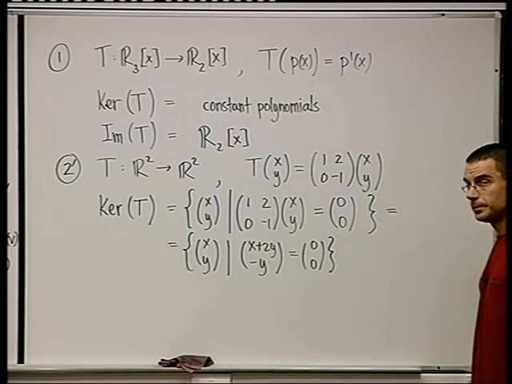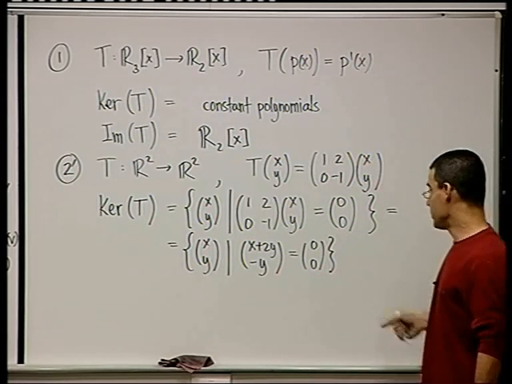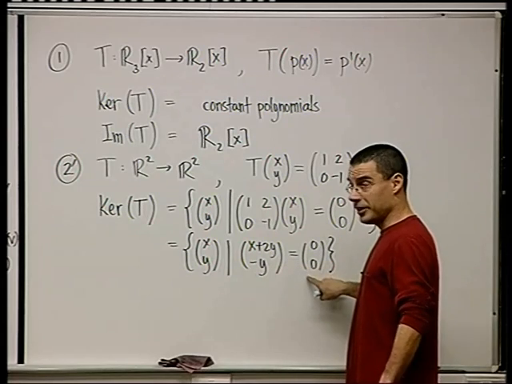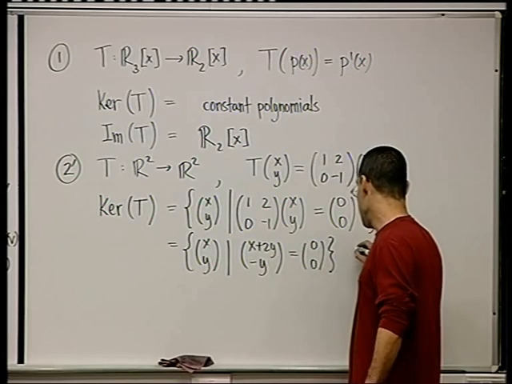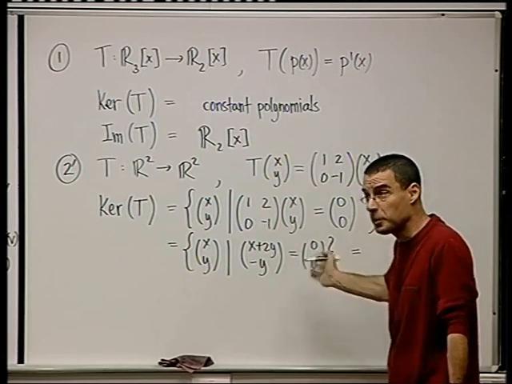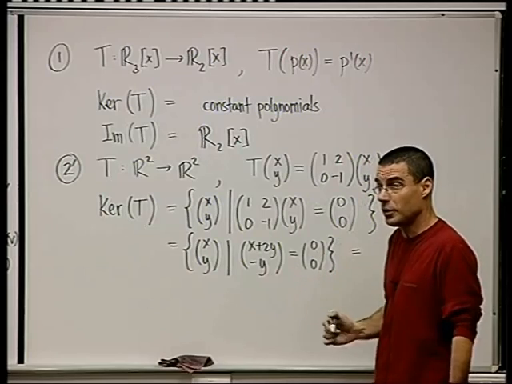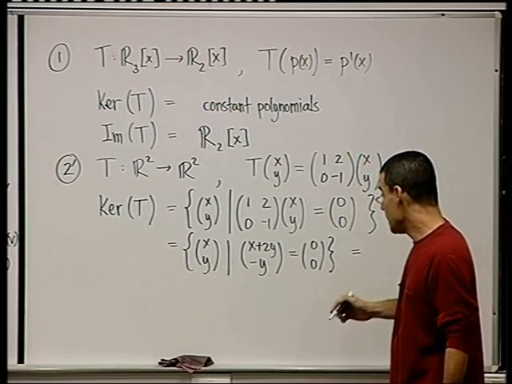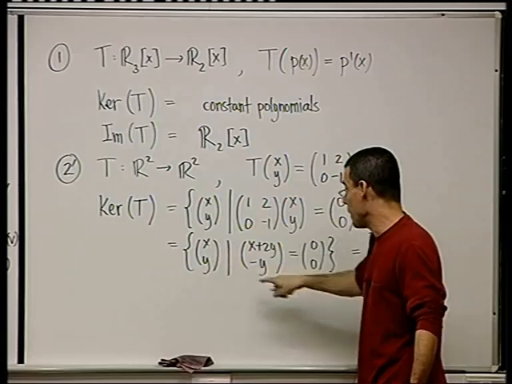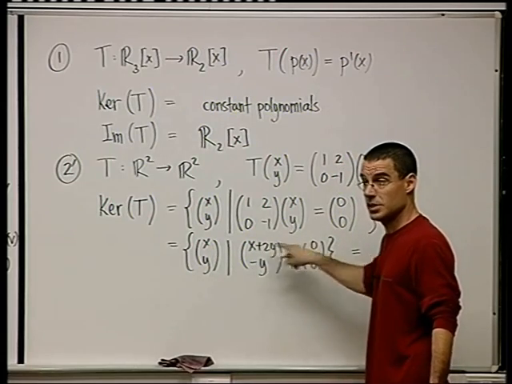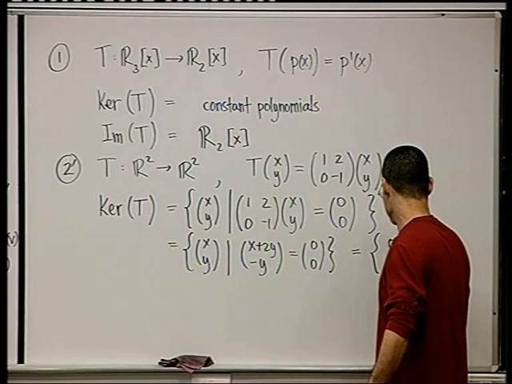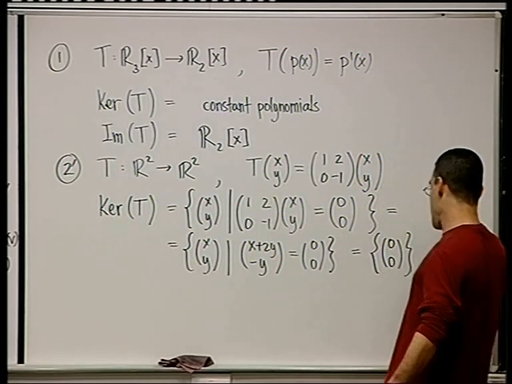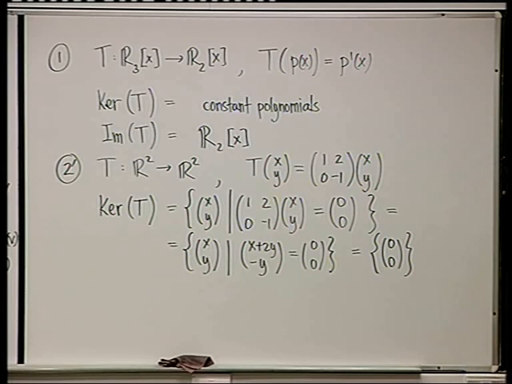right? Do you agree? And, well, if minus y is 0, then y has to be 0, and if y is 0, x is 0. We easily see in this specific case, because it's 2 by 2 and very straightforward, that the only xy's that satisfy this system of equations is the 0 vector. x has to be 0 and y has to be 0. Do you agree? Okay.